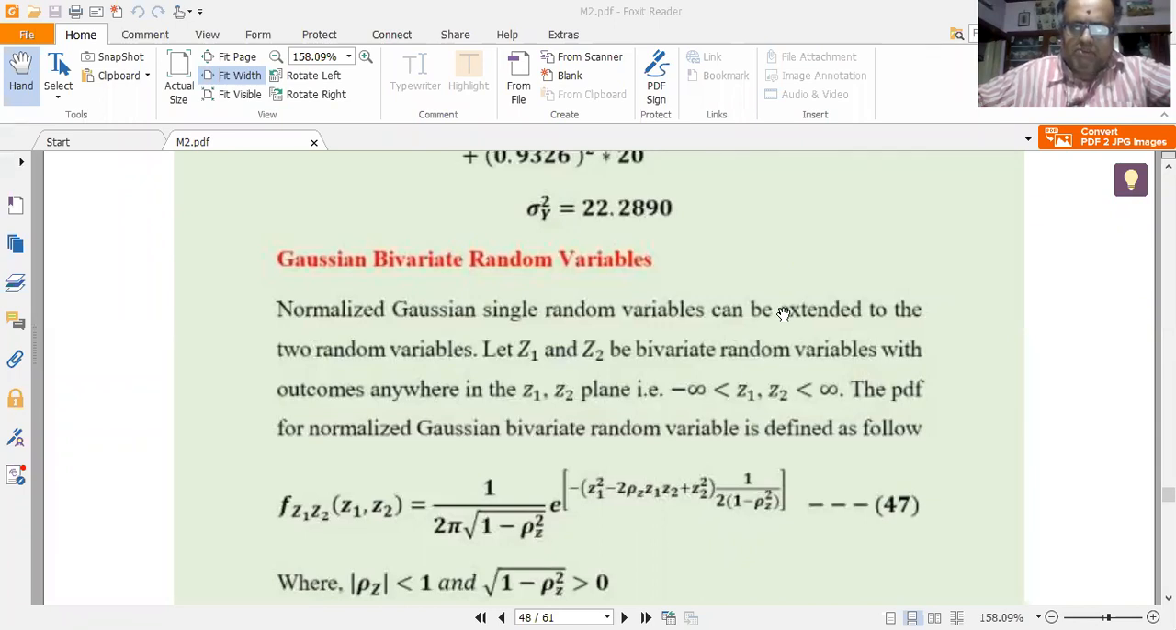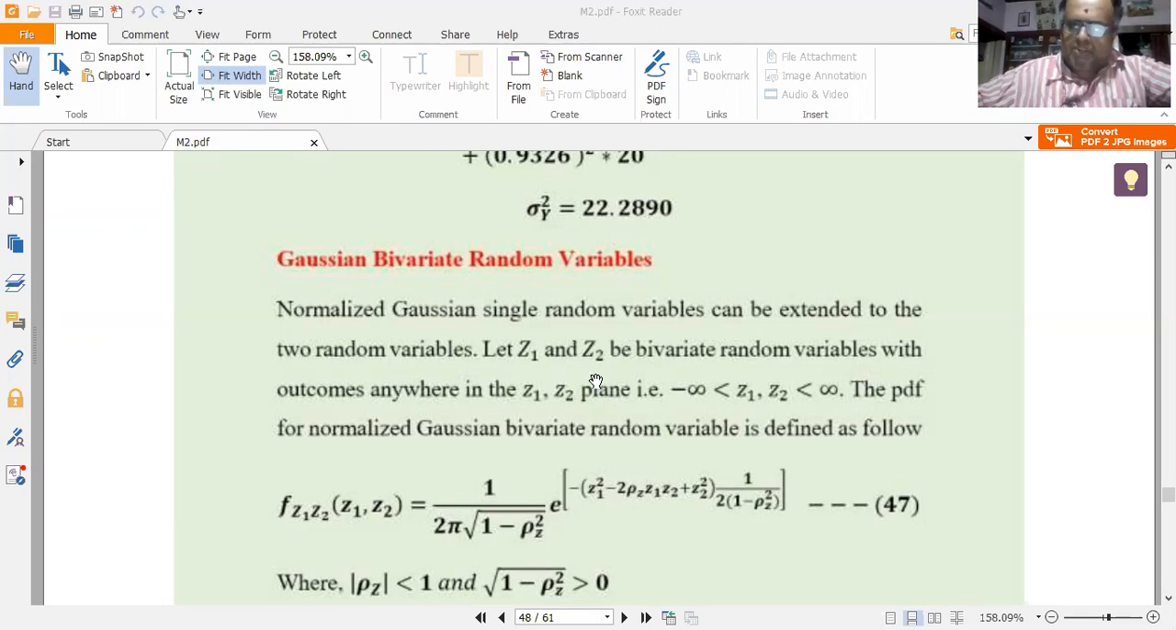So we shall discuss and study Gaussian bivariate random variables. How do we define the Gaussian variable or Gaussian distribution in two dimensions? This is called the Gaussian bivariate random variables. The normalized Gaussian single random variable can be extended to two random variables.